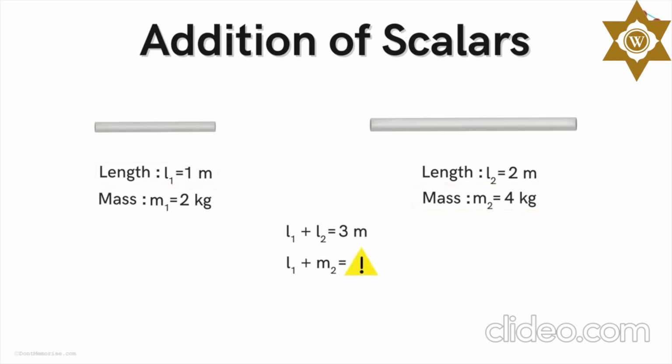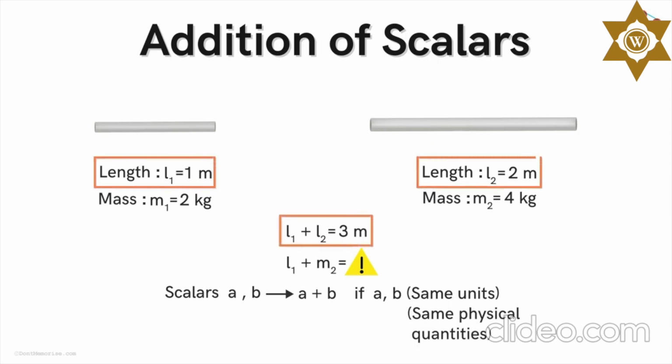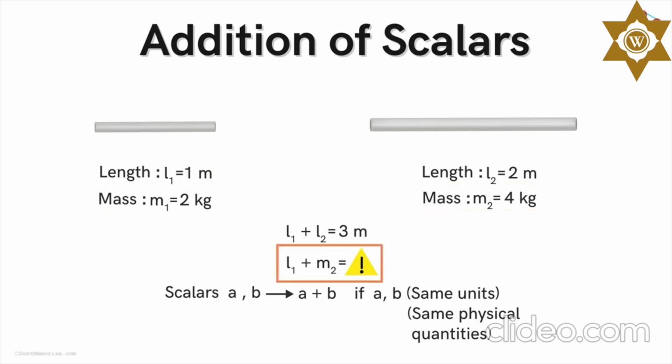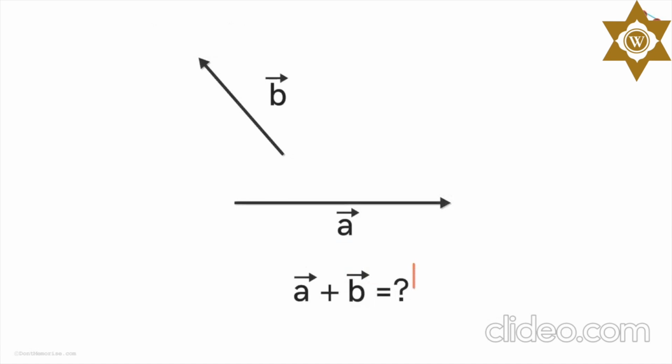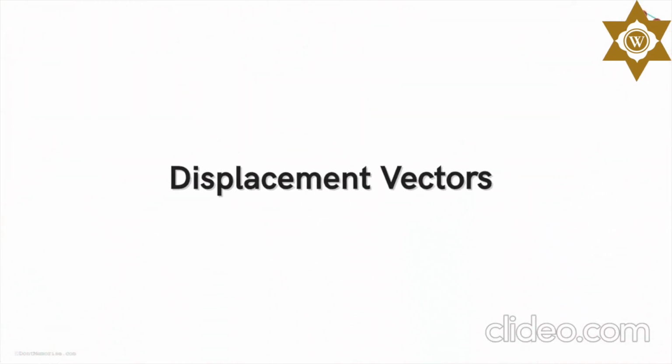No, right? We know that to add two scalars, they should have the same unit. That is, they should represent the same physical quantity. We can add length with another length only and mass with another mass only, but not a length with a mass. Similarly, to understand what the addition of two vectors means, we will have to look at the vector quantity they represent. Let's consider displacement vectors.